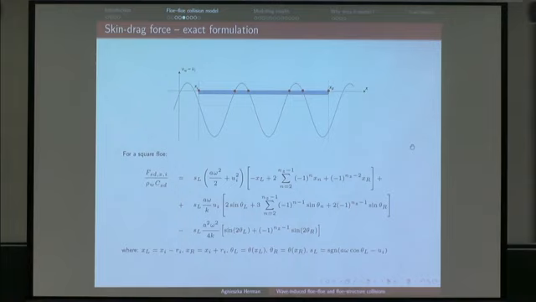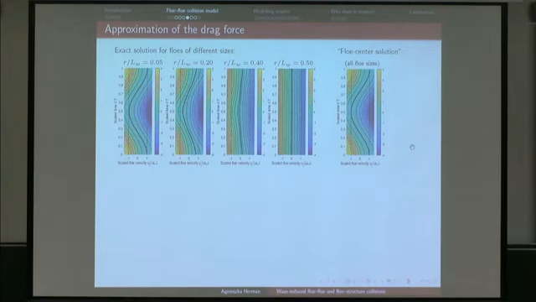And this is relatively simple for a square floe. If it is circular, it's even longer. So that's why instead of this exact formula, I used an approximate one. This is how it works. Some examples.